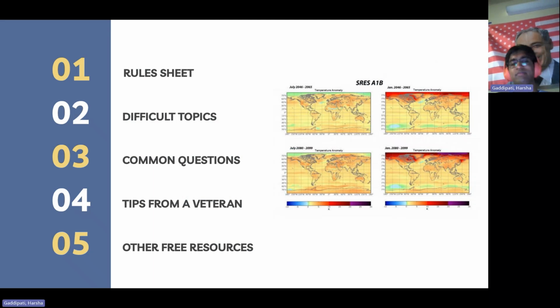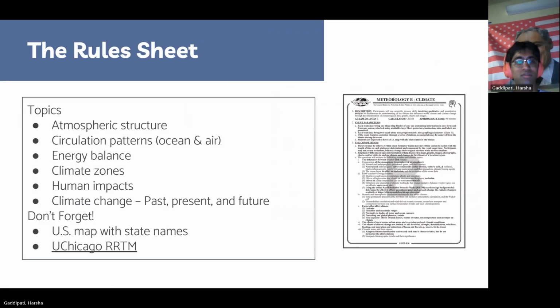Here's a little rundown of what we're going to do: drill sheets, some difficult topics, common questions, tips from Reddit, and some other free resources. To start off with the rules sheet, there are some key topics in here: atmospheric structure, circulation patterns for both ocean and air, energy balance, climate zones, human impacts, and climate change, past, present, and future. Don't forget also U.S. maps with state names, and the UChicago RTM.